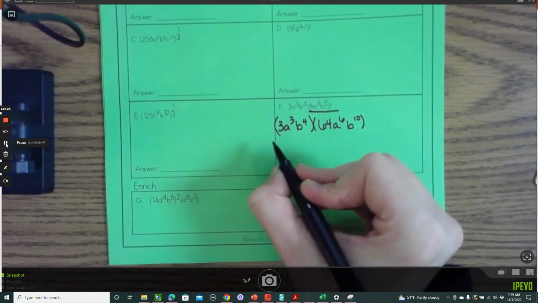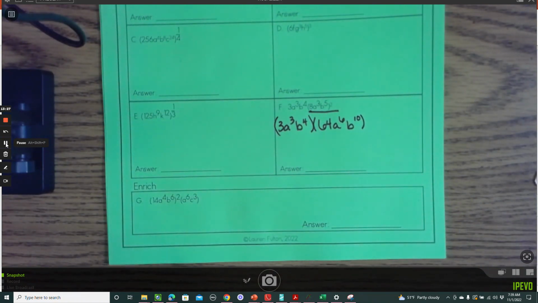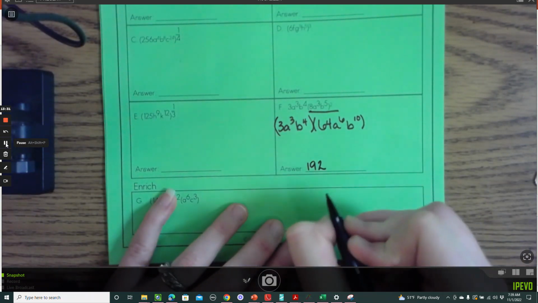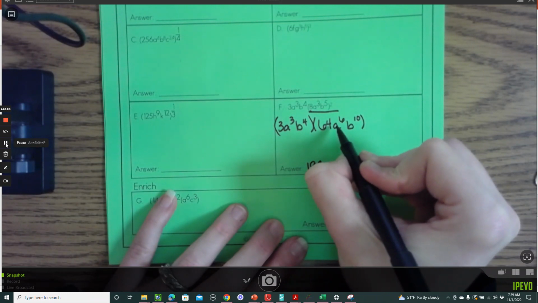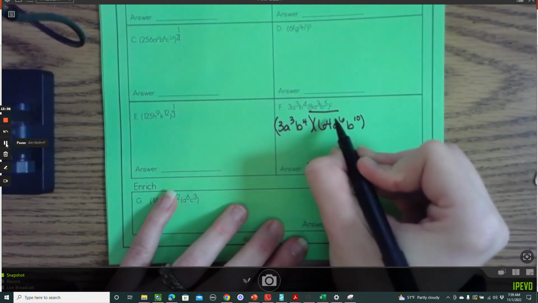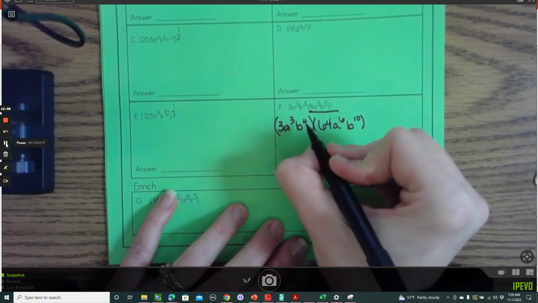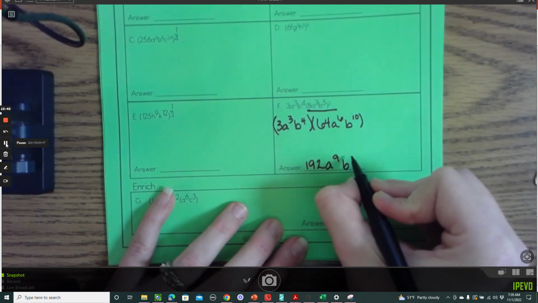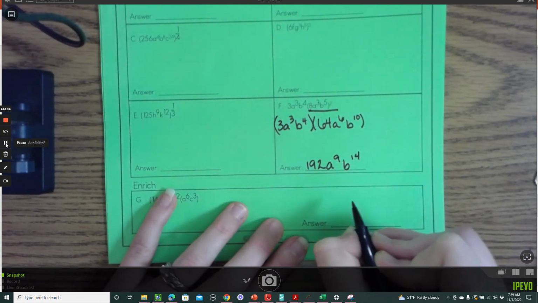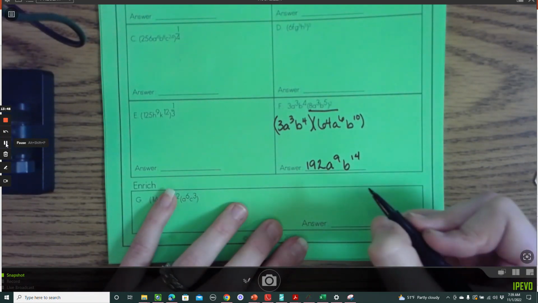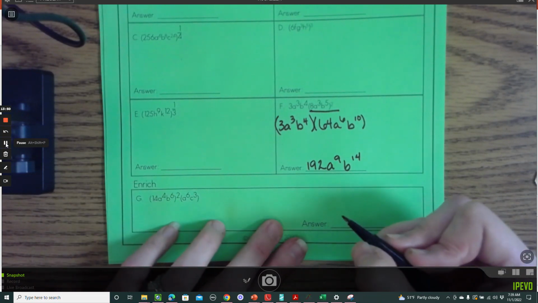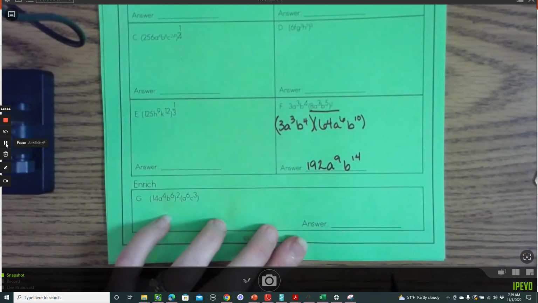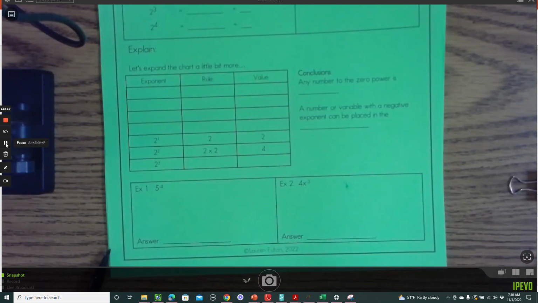Now we can multiply. So we've got 3 times 64. That's going to give us 192. A to the third times a to the 6th. We add them. 3 plus 6 is a 9. And then b to the 4th times b to the 10. 4 plus 10 is 14. Okay? So when you multiply exponents, you add them. When you divide exponents, you subtract them. When you raise a power to a power, you multiply them.